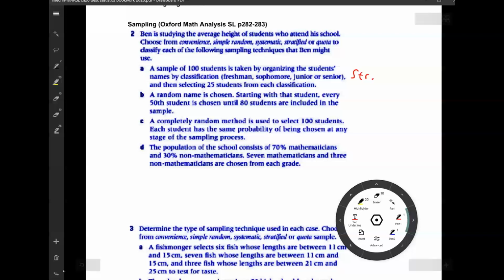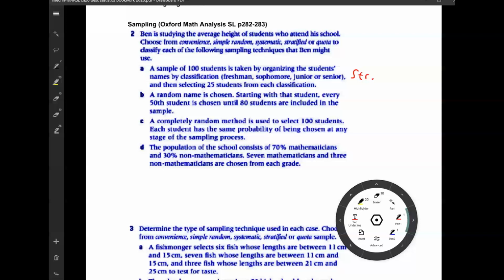When would it be quota? Well, let's say that the freshman class has more people than the sophomore class, and you said, okay, I want to choose 10 people from the freshman class and 8 people from each of the other classes. Then you're taking into account the fact that the freshman class is larger, so that would be quota. Otherwise, it's stratified. Okay, so that one's stratified.